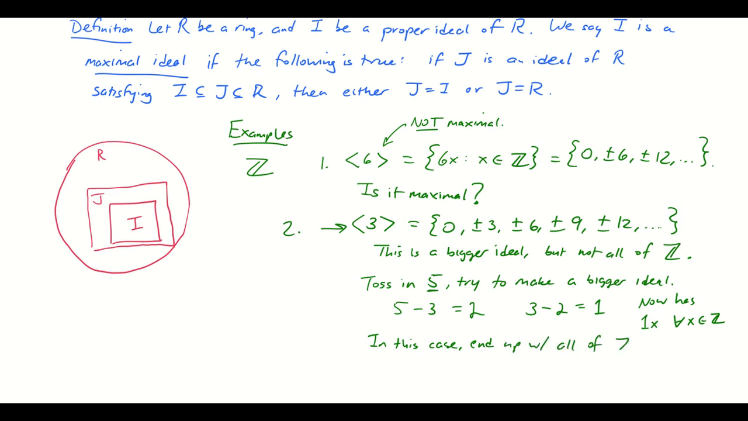And actually, there was nothing all that special about choosing the number 5. I could have picked any other number not in this set to throw in. You can divide that number by 3 to get a quotient and a remainder. That remainder will have to be in the ideal because ideals are closed under subtraction. Once you have that, you end up with either 1 or 2 in the set that you get by growing it. And once you have 1 or 2, you're pretty much done. You end up with all of the integers. I'm going to leave this as an exercise to check.